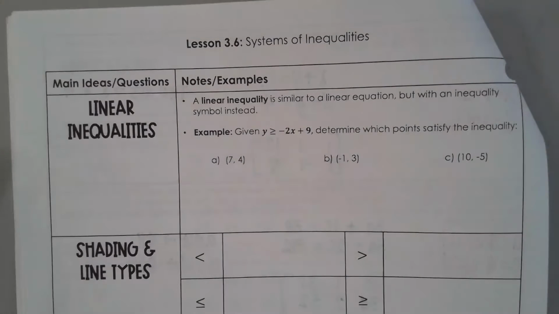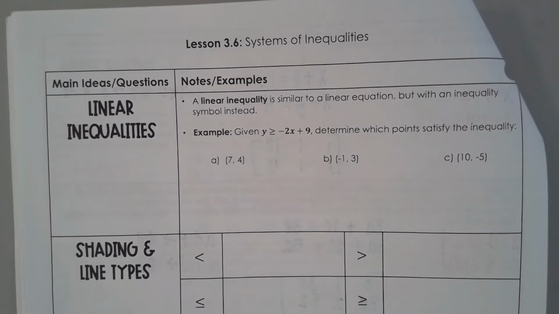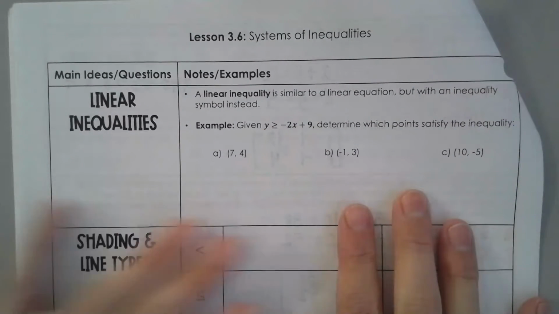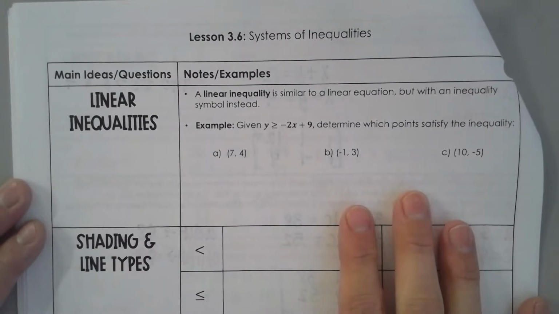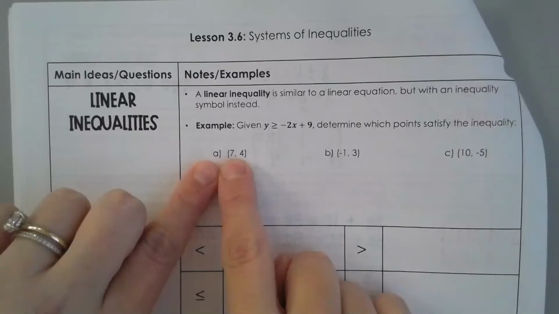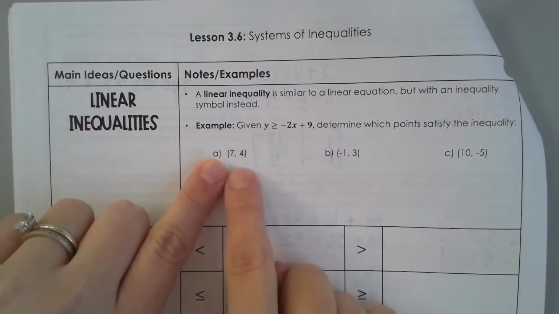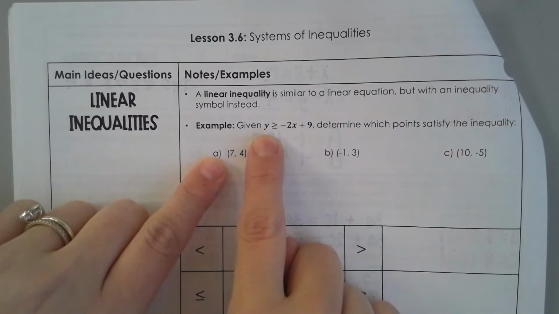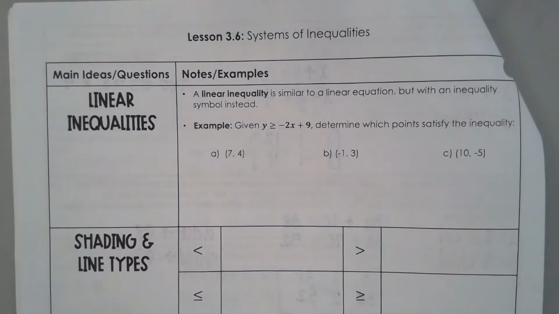So 3.6 is over systems of inequalities. So we're looking for points that satisfy two inequalities. And so what does it mean to satisfy an inequality? Well, it means if I plug in the 7 for x and the 4 for the y, we're going to see if that is true. So you don't need your colored pencils just yet.